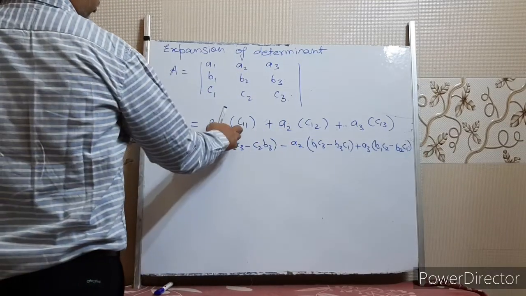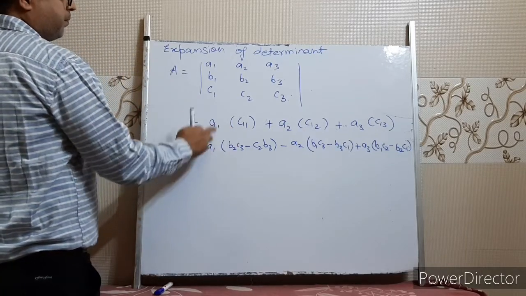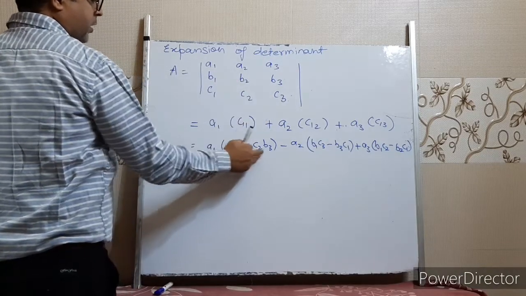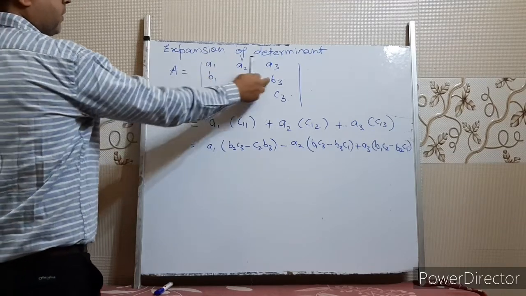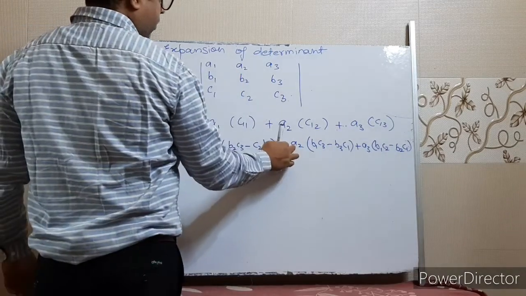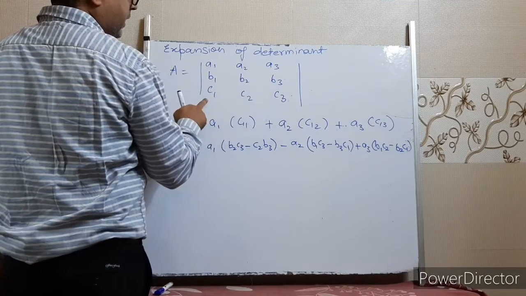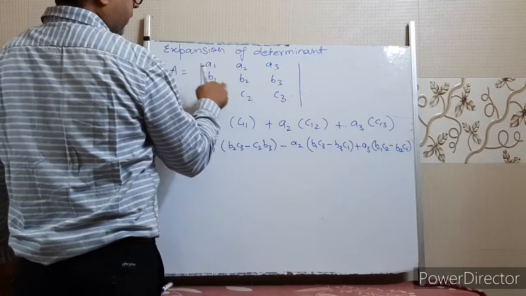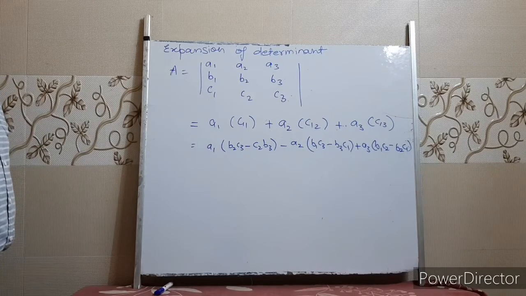Okay. So if you put the values of these cofactors here, it will be A1. So this row and this column will be left out. B2, C3 minus C2, B3. This place will be negative. As I told you, minus, plus, minus, the signs we are getting here and here and here. Right? So minus A2. This row and this column will be left out. B1, C3 minus B3, C1. Right children? Plus A3, B1, C2 minus B2, C1. So this will be the expansion of the determinant.